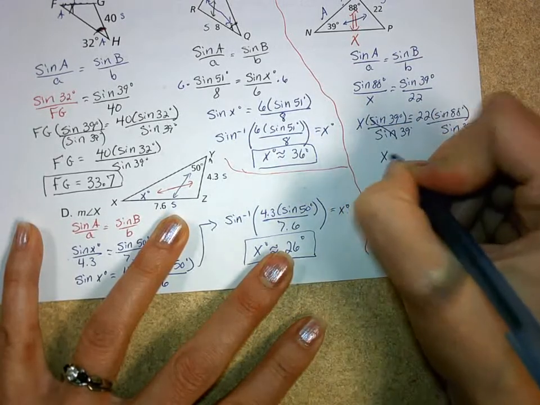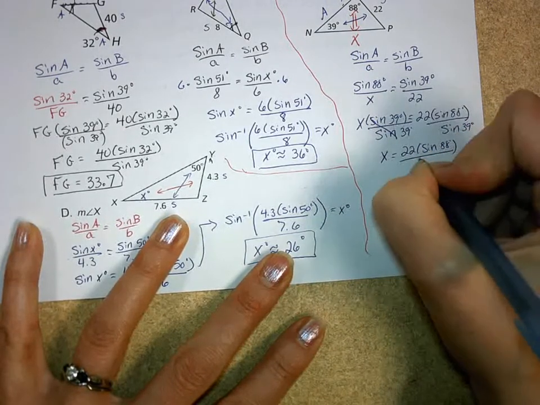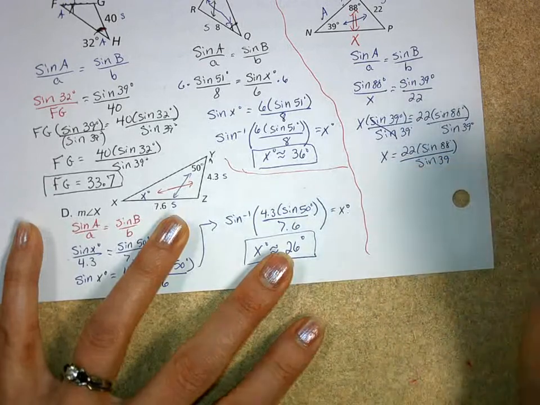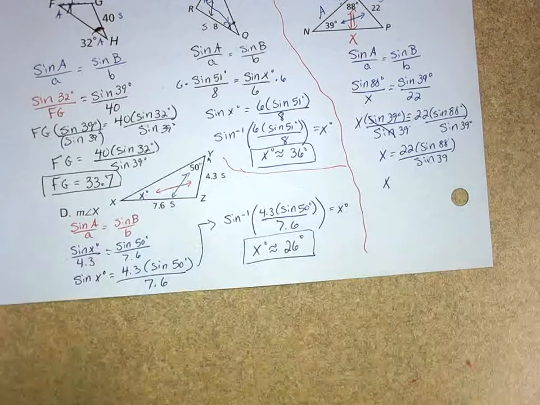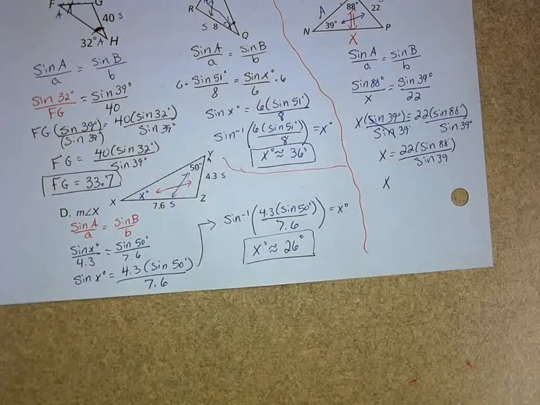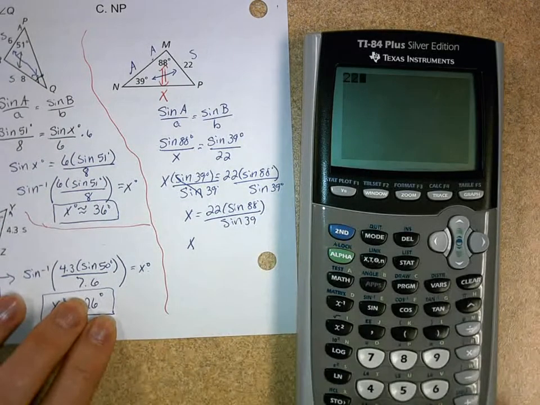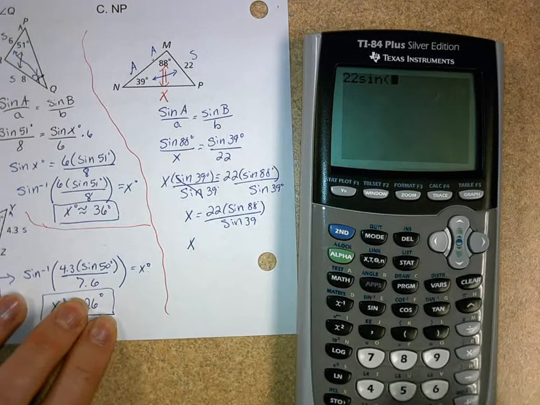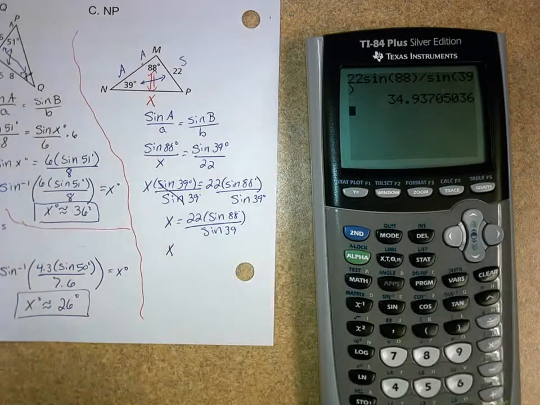Once you do that, this is what you plug in to your calculator. Just be very careful with your parentheses. When you do that to the nearest tenth, give me a moment here because I need to punch that into my calculator. Let's make sure we have it on. All right, we get 22 times the sine of 88, parenthesis, divided by the sine of 39. And what do we get? 34.9.